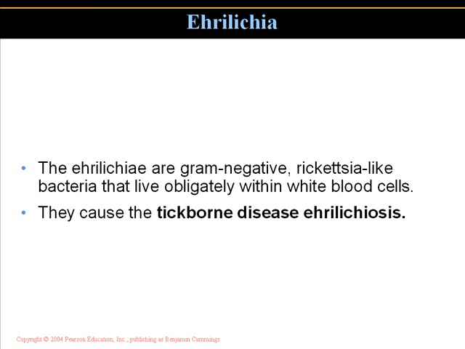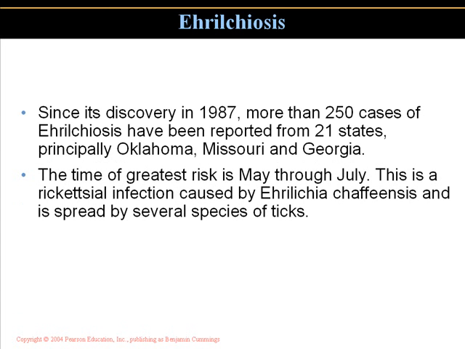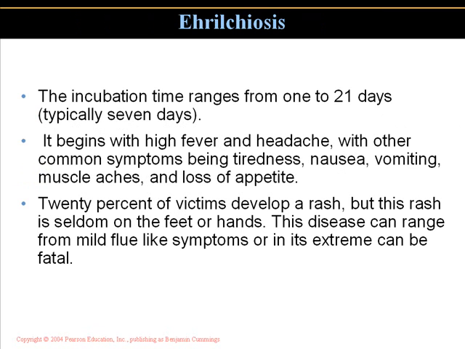Another tick-borne disease that we see is ehrlichiosis, and this is a tick-borne disease as well. It's a Rickettsia-like bacterium that lives in the white blood cells of organisms. Just a little historical data about it. Discovered in 1987, had 250 cases of the disease through Oklahoma, Missouri, and Georgia. The time of greatest risk for this organism is between May and July. And we'll go into a lot more detail when we talk about blood-borne diseases later on in the semester when we talk about microorganisms that affect humans.